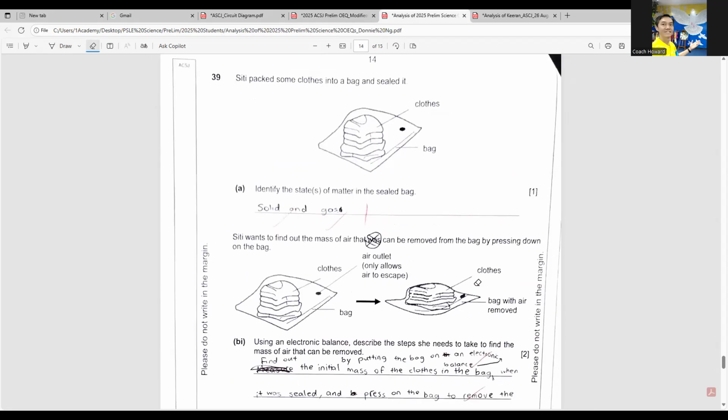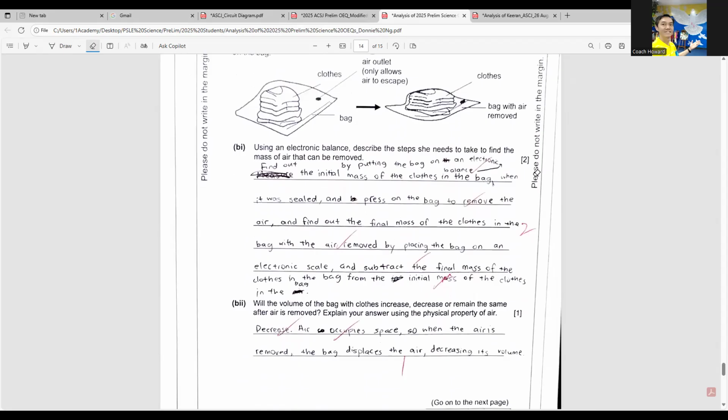So we see this student, he answered correctly, but he wrote in one paragraph: find out the initial mass of the clothes in the bag by putting the bag on an electronic balance, when it was sealed, and press on the bag to remove the air. And find out the final mass of the clothes in the bag with the air removed by placing the bag on the electronic scale and subtract the final mass of the clothes in the bag from the initial mass. So this is how you find out the mass of the air that was removed.